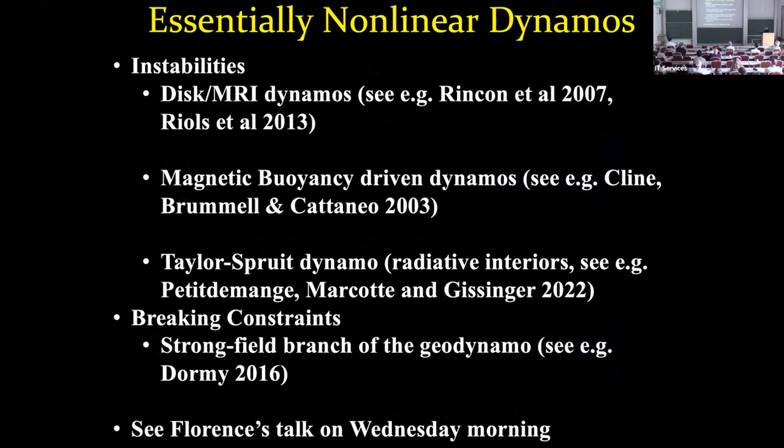So I've put here some essentially nonlinear dynamos, ones driven by instabilities, with some references here in disks, and some magnetic buoyancy driven dynamos by Nick Brummell and collaborators. Then there are some so-called Tayler-Spruit dynamos that happen in radiative interiors, and I'm sure Florence is going to say something about those on Wednesday. And the ones you all know are breaking constraints, the strong field branch of the geodynamo.